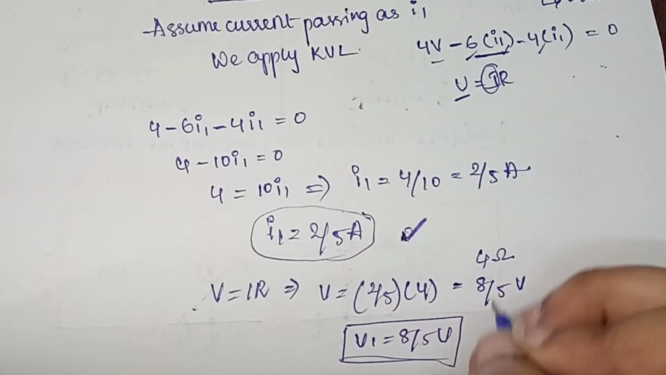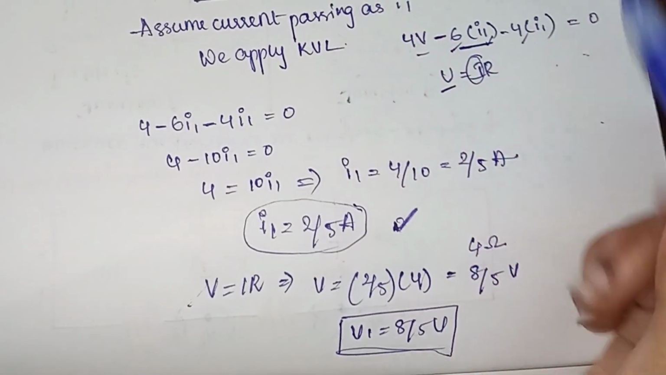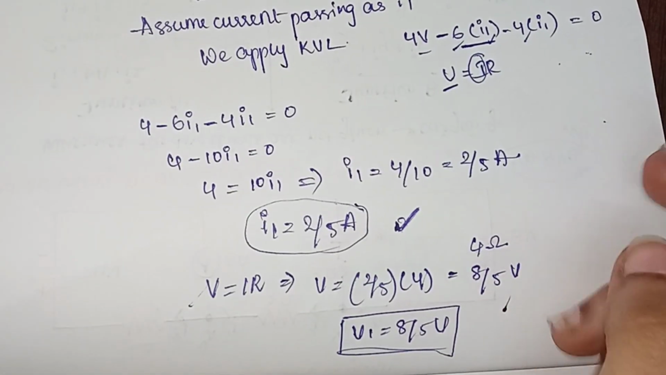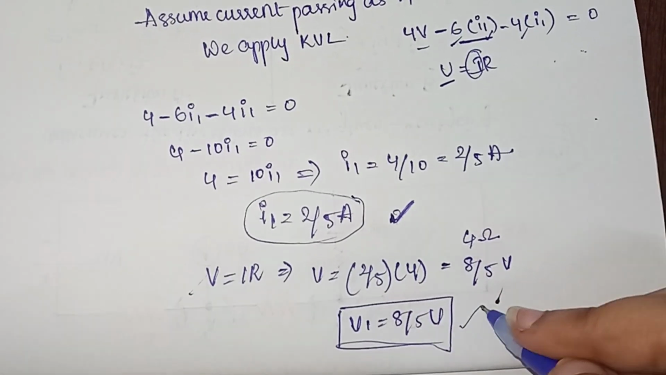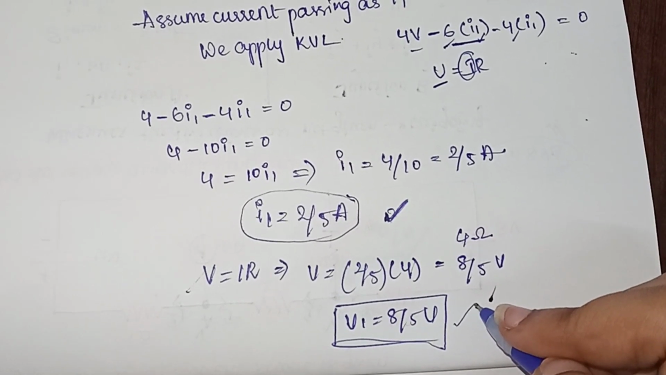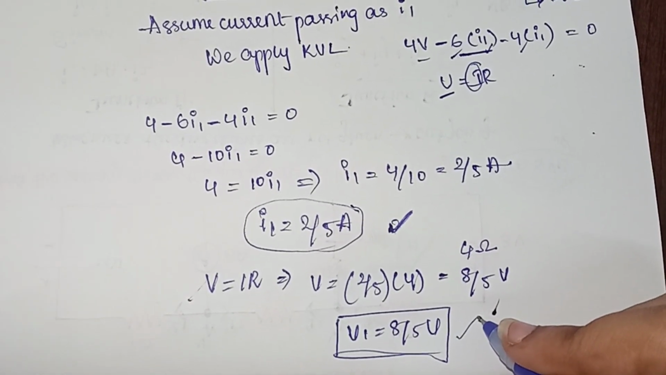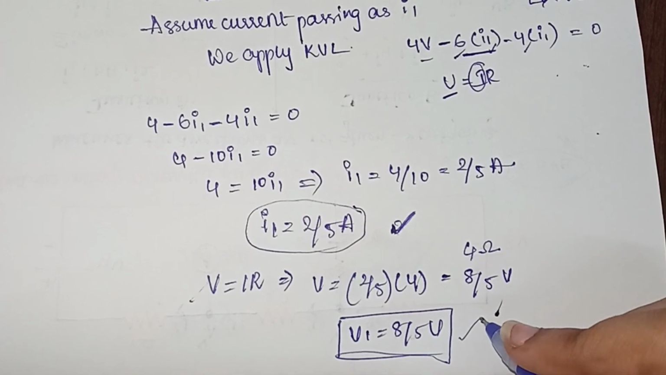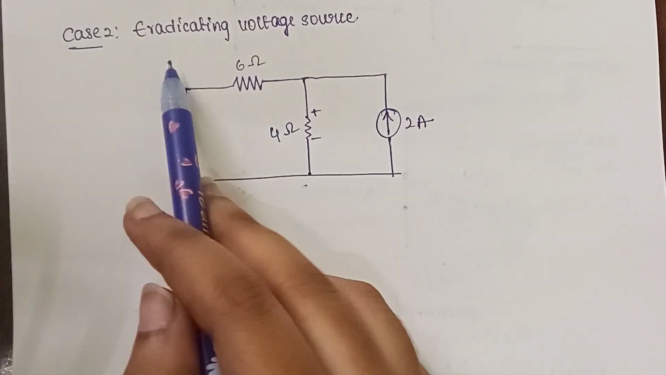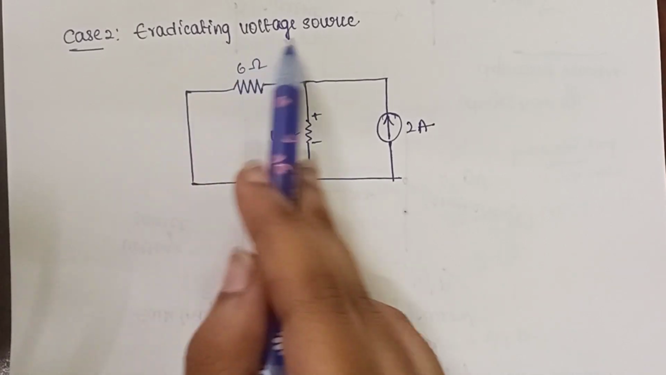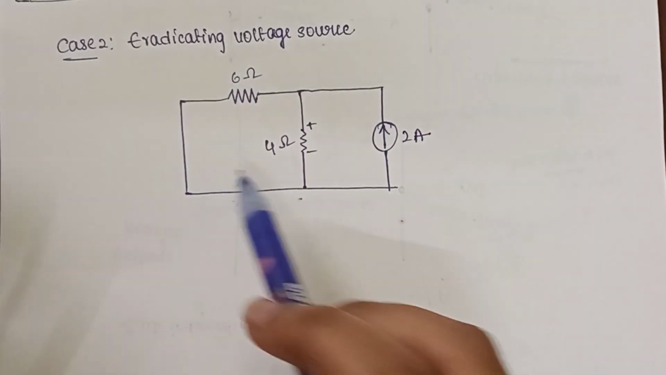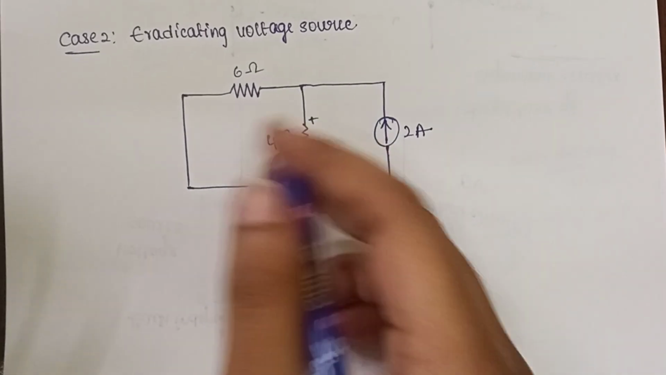So in case 1, what we are doing is, we are eradicating the current, and with the help of the voltage source we are finding the value. Now in case 2, what will we do? We'll eradicate the voltage source and we'll use the current source in this case. So now in the second case we are eradicating the voltage source. After eradicating the voltage source, this is the updated circuit we are having.